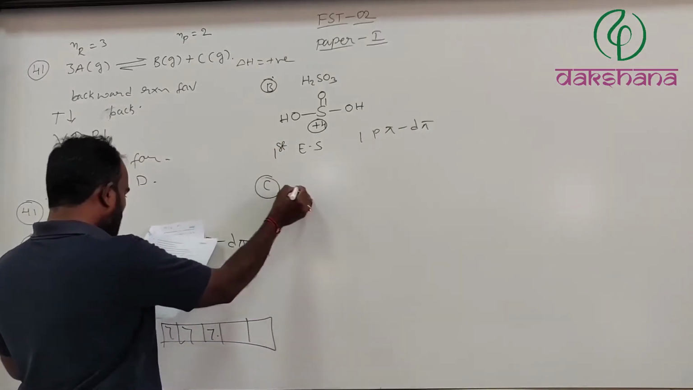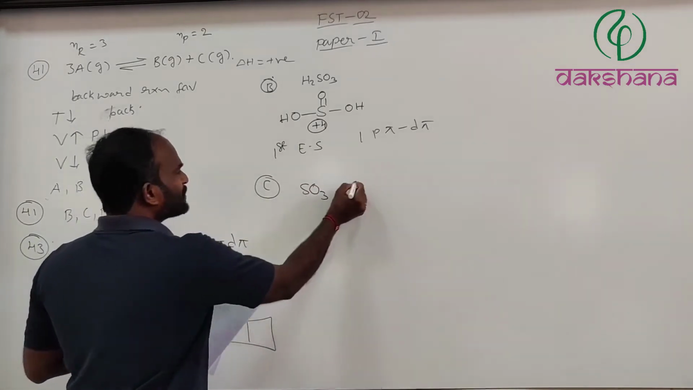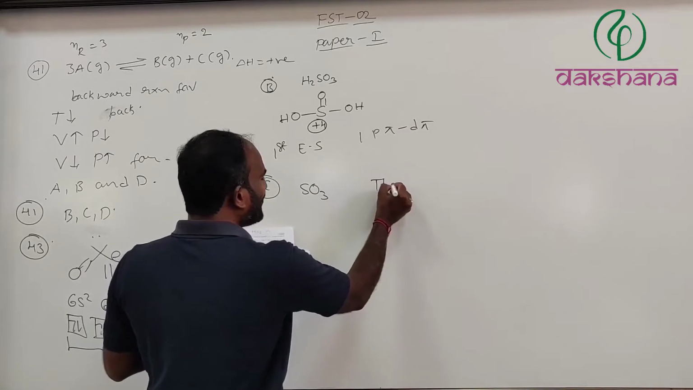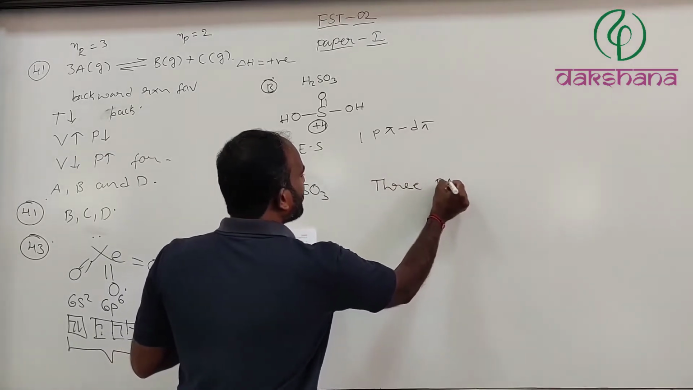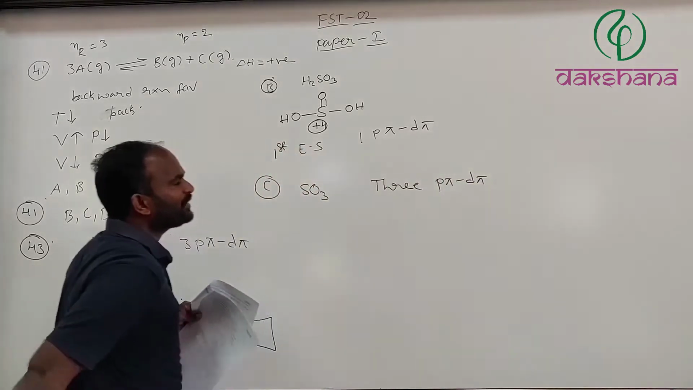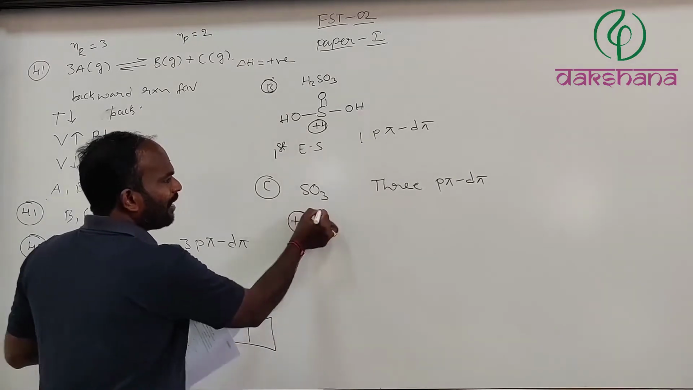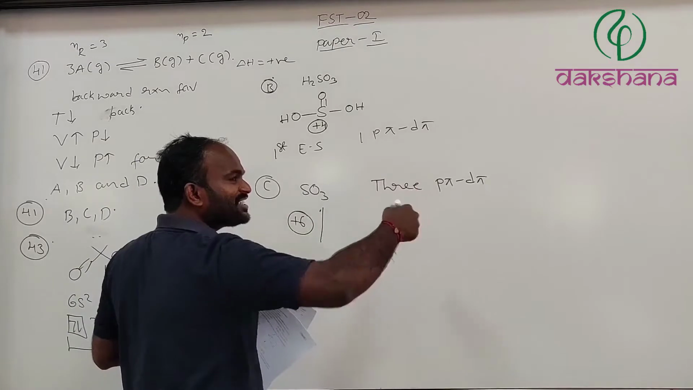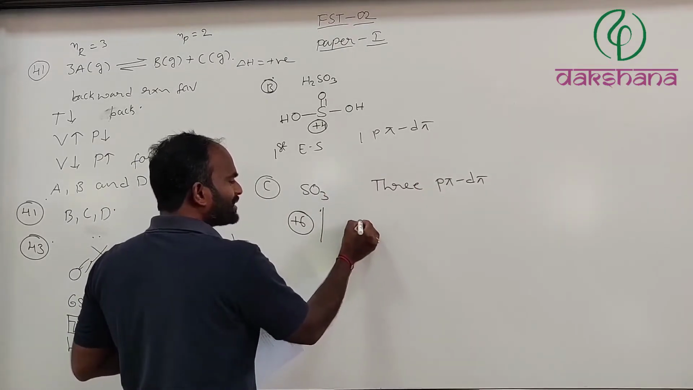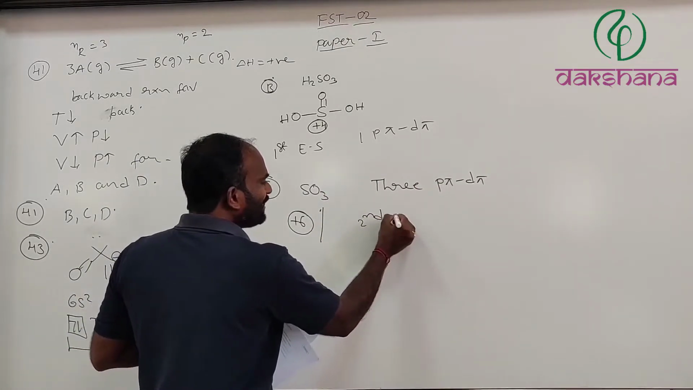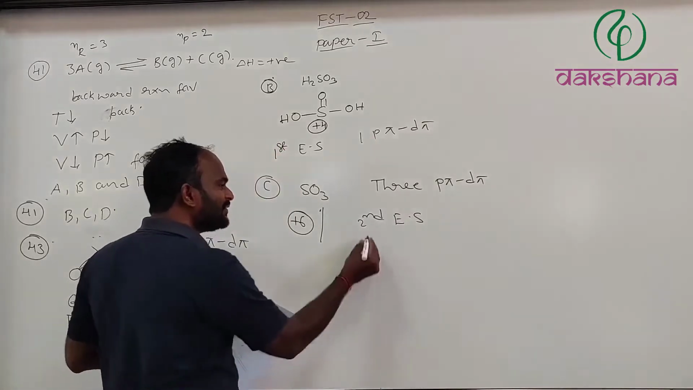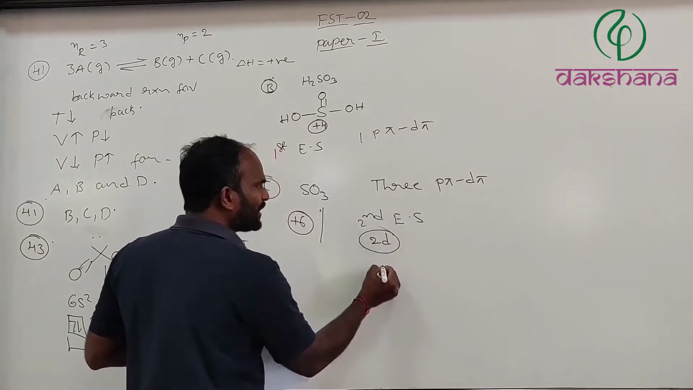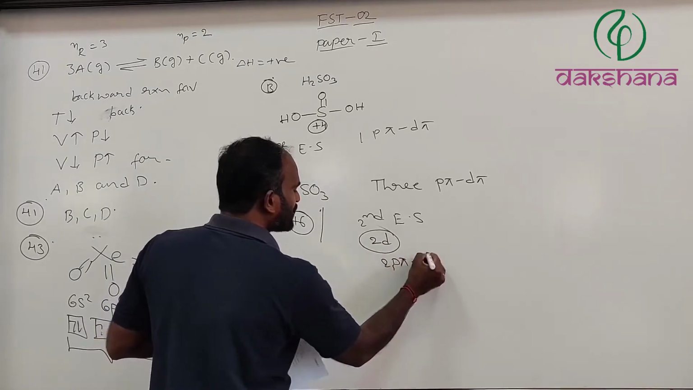Next, option C, SO3. They have given that 3 p-pi d-pi bonds are present. SO3, its oxidation state is +6, and irrespective of oxidation state, in which excited state is it going to happen? Second excited state, which means 2 d orbital unpaired electrons are present. Obviously 2 p-pi d-pi bonds are present.